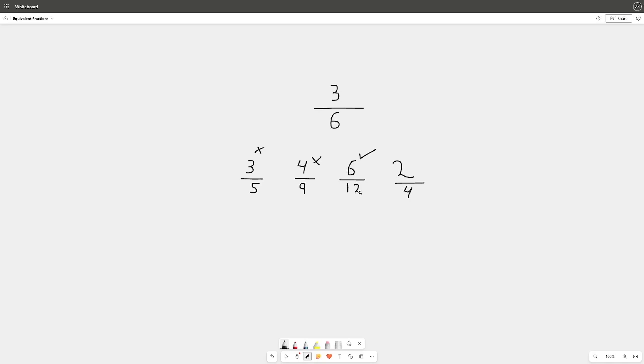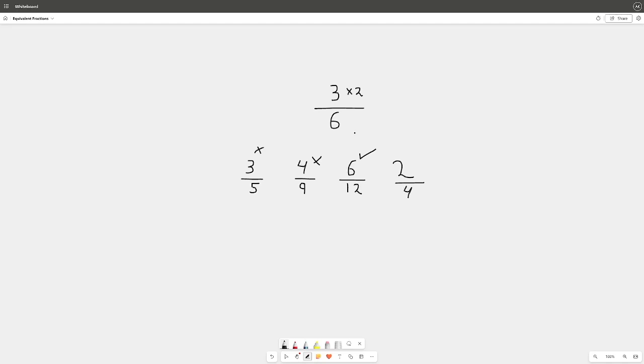You can also look at it this way. What did we do to the 3 to get to the 6? Think about it. You can pause the video if you need to think about it. What operation do we do to the 3 in terms of multiplication or division to get to the 6? In this case, it's multiplication. If you answered multiply by 2, that's correct. You would multiply 3 by 2 to get to the 6.